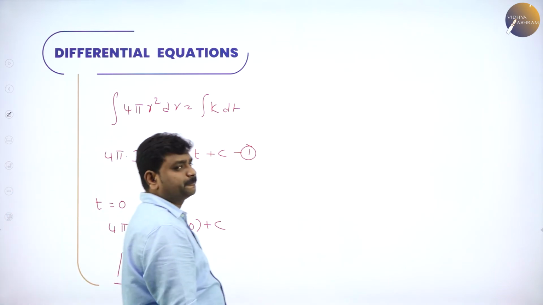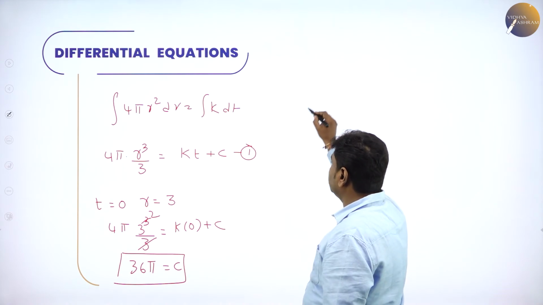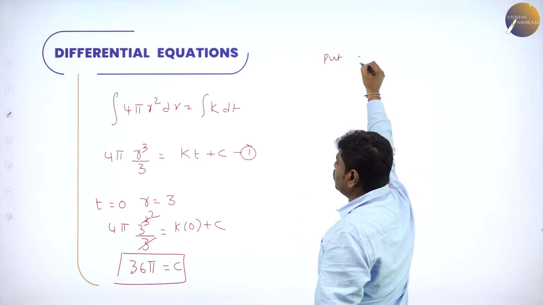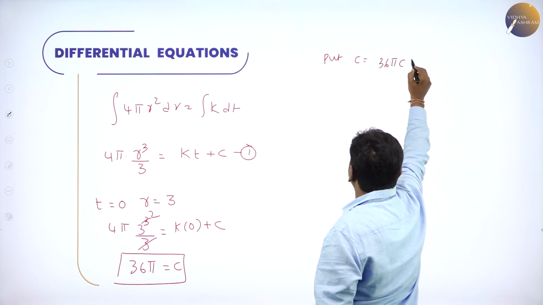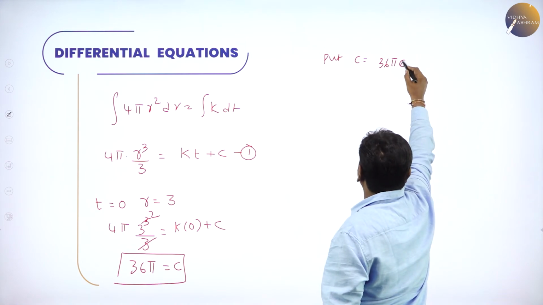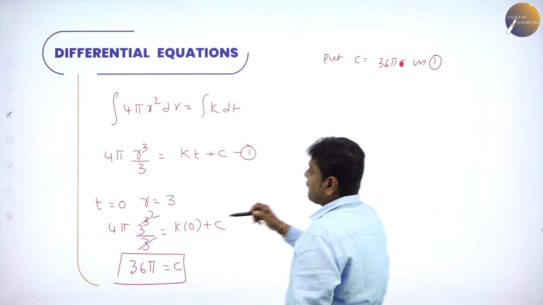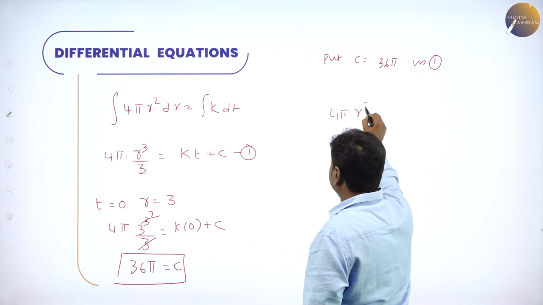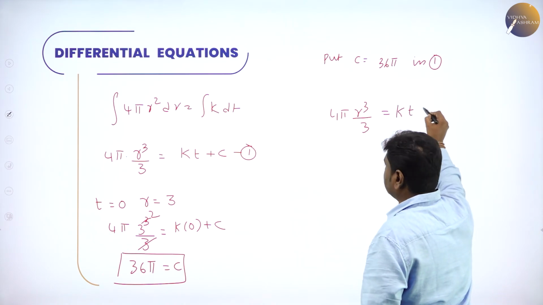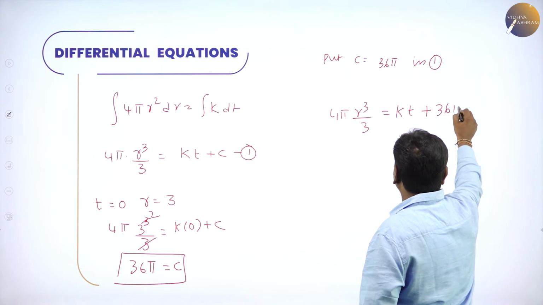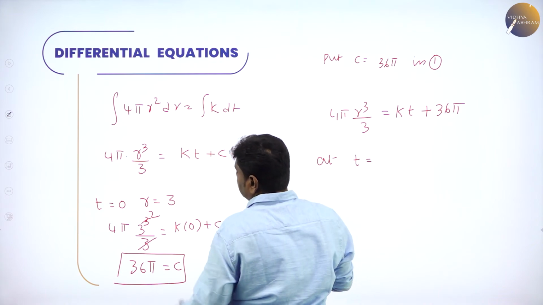After you get the value of c, then substitute c in equation 1. What is the c value you got? 36 pi. Put 36 pi in equation 1. So equation 1 becomes 4 pi r cube divided by 3 is equal to kt plus 36 pi.